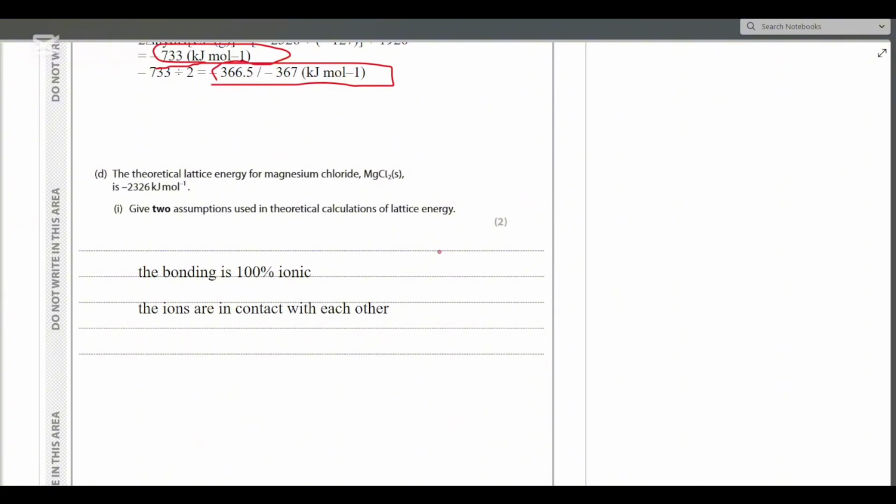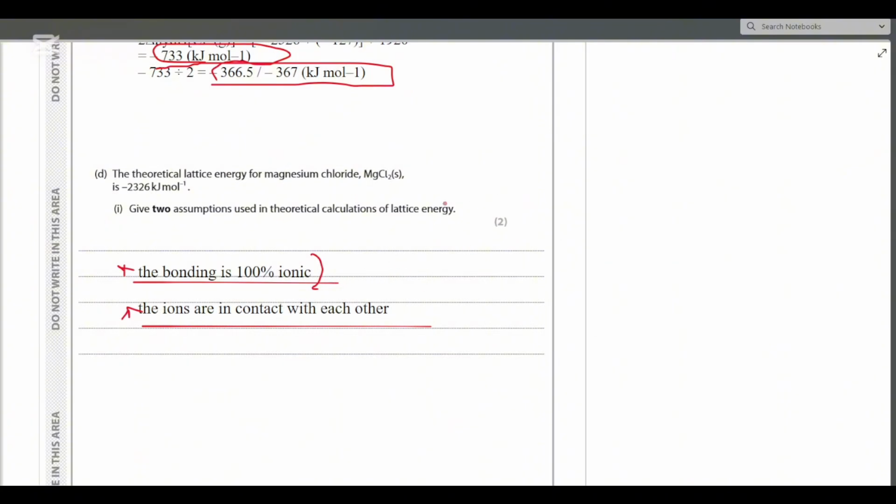They told us to give 2 assumptions used in theoretical calculations of lattice energy. Now remember, the 2 theoretical assumptions are that the bonding is 100% ionic and the ions are in contact with each other. Well, that is not the case. In an ideal scenario it must be, but in a real-time scenario it isn't.